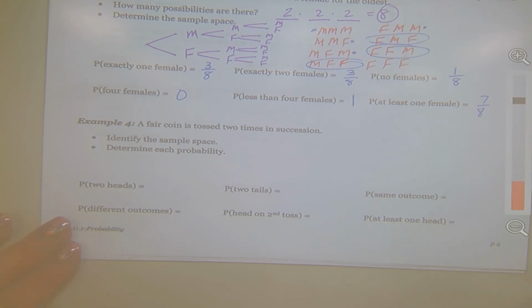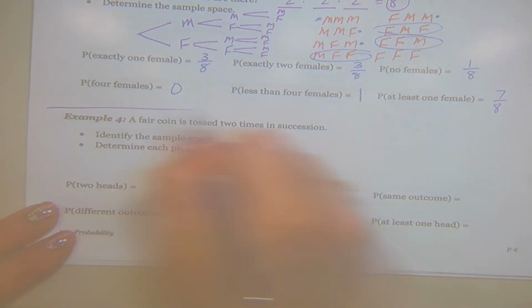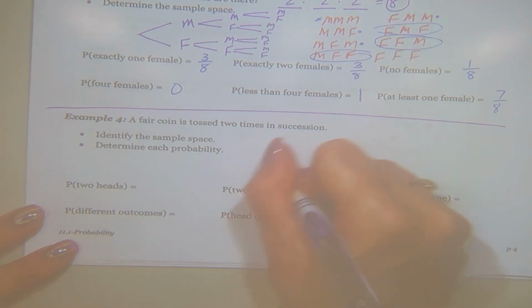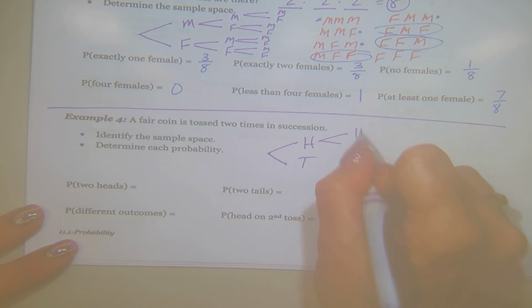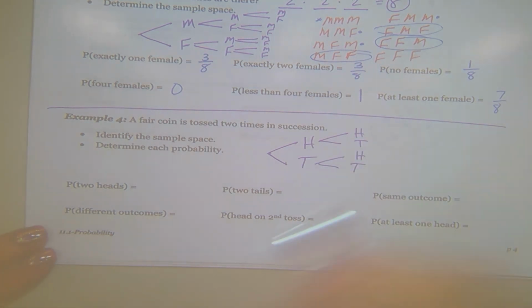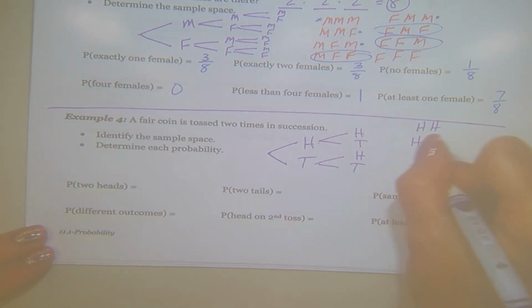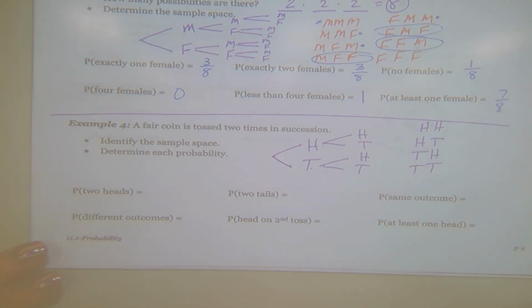Okay, example 4. Now I'm tossing coins. I'm going to toss one coin 2 times. So 2 times in a row, I'm going to toss that coin. When I toss it the first time, it's going to come up heads or tails. And then I pick it up and I toss it again, and it's going to come up heads or tails again. So my outcome, my sample space, is heads, heads, heads, tails, tails, heads, or tails, tails. Those are the 4 possible outcomes in the sample space.